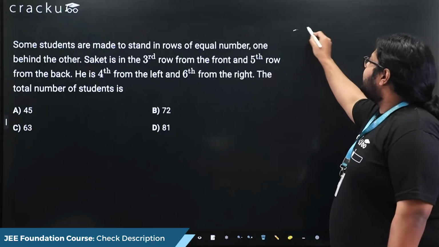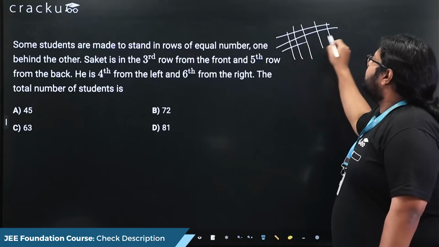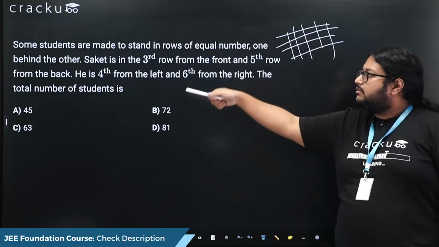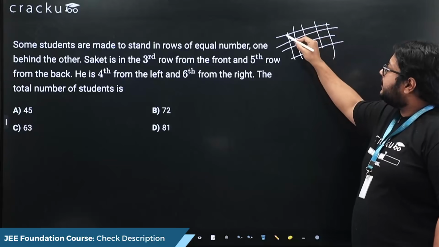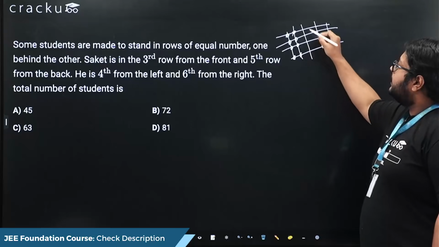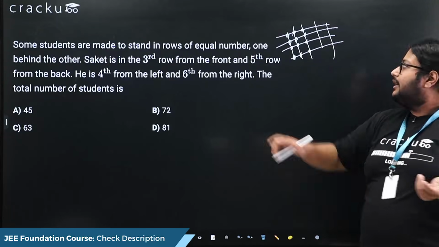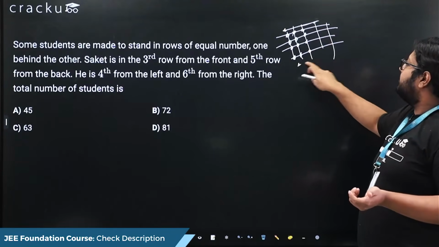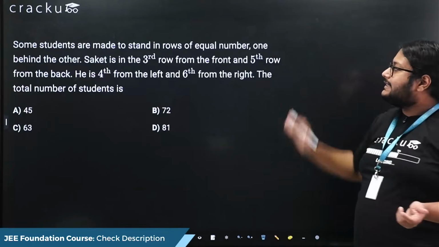So here what they are telling us is that they are arranging the students something like this. These are the rows and these are the columns basically. And obviously students are arranged in rows of equal number, one behind the other. So that means what? If this row has say 4 people, then this row also has 4 people, this row also has 4 people. So basically this will be something like a rectangle, no? Same number of people are in all of the rows, same number of people are there in all the columns. So that is the takeaway here.